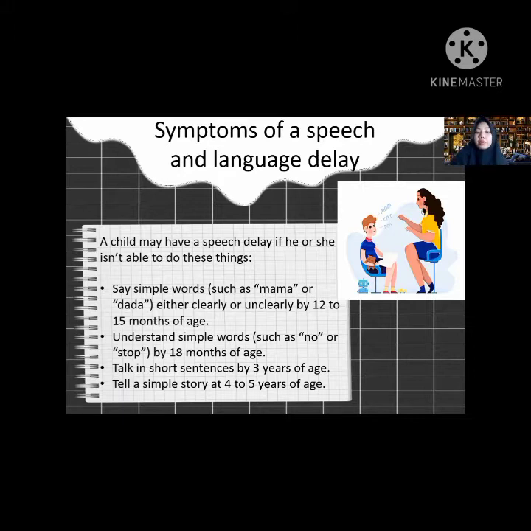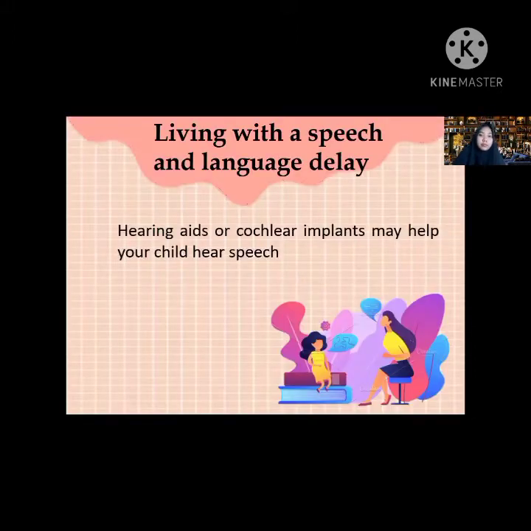Okay, we come to the next part. So we are talking about living with a speech and language delay. I wonder how a child with special needs, especially speech delay, is living. So we are talking about this. Okay.